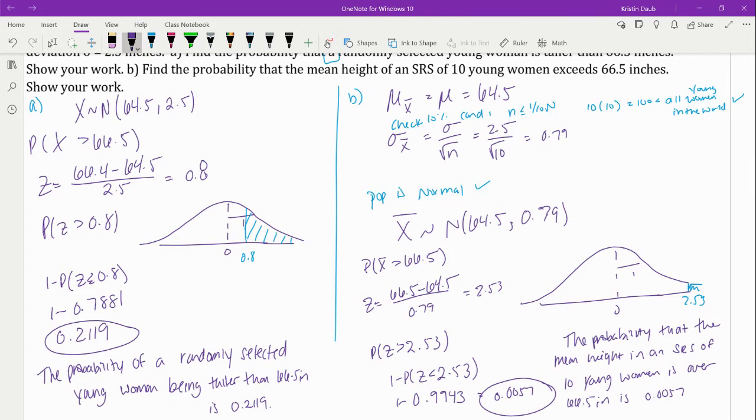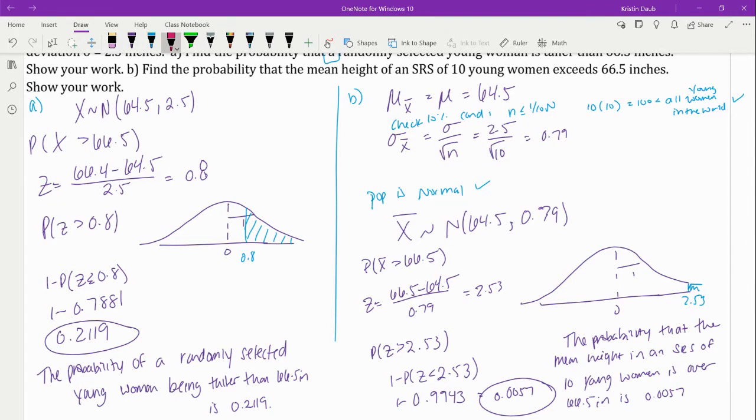Do you see kind of the difference here between these two types of questions? We're looking at either just plucking one person out of the population or plucking 10 people out of the population and finding the average. And we're kind of looking for two different things here. And that's kind of the difference between a sample distribution in part A and a sampling distribution in part B.